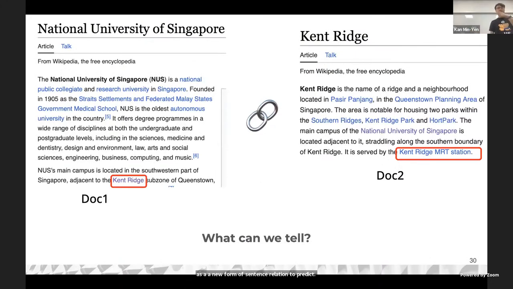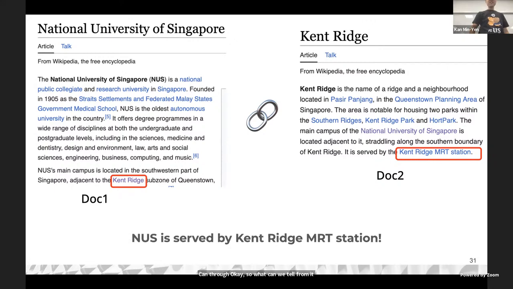So let me give you one very concrete example. On the left-hand side, doc one is our university's Wikipedia page. And we have an entity, Kent Ridge, which has been hyperlinked to doc two, the Kent Ridge Wikipedia page. And it says it's served by Kent Ridge MRT station. So what can we tell from it? It tells us that our university is served by Kent Ridge MRT station. So by bridging two linked documents together, we can have some high-order dependencies between the entities and the claims stated in each document, right?